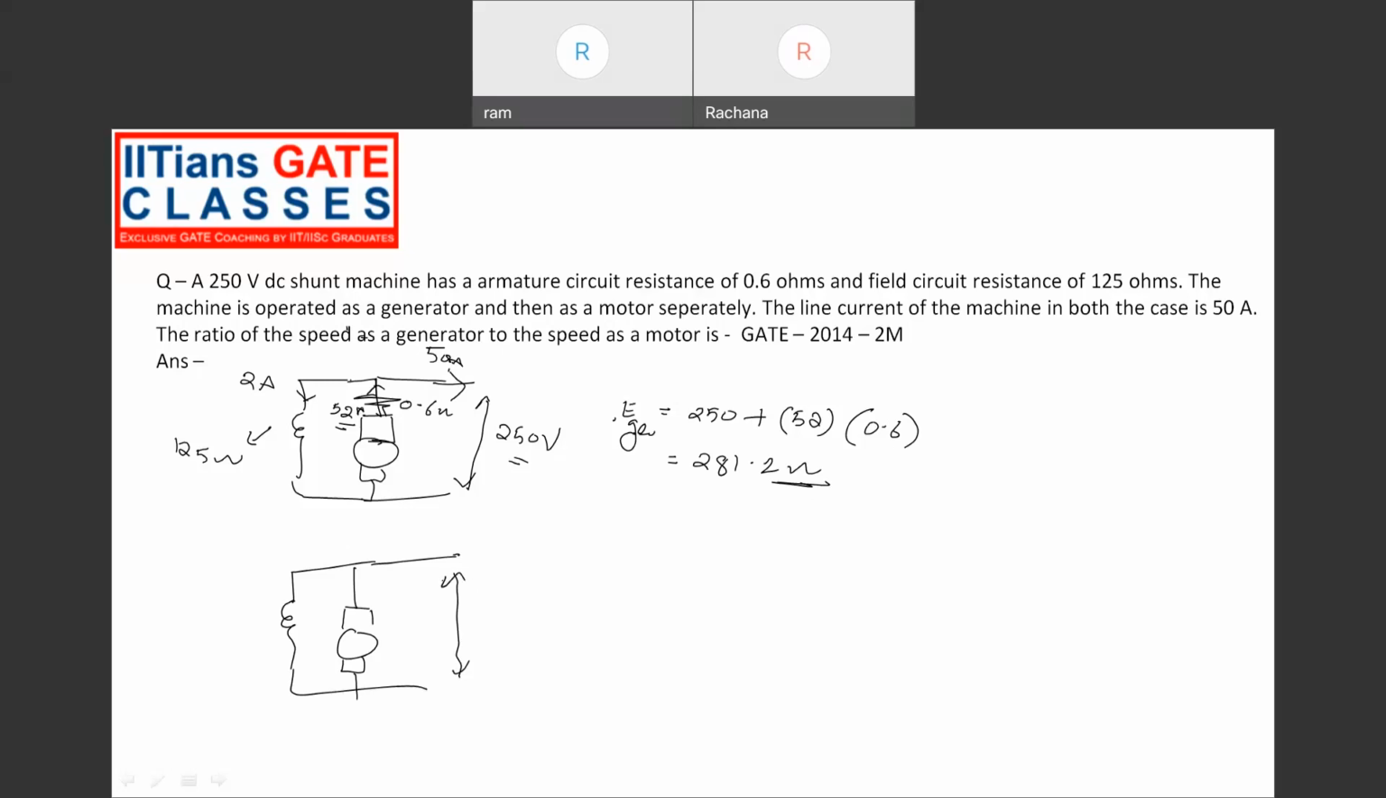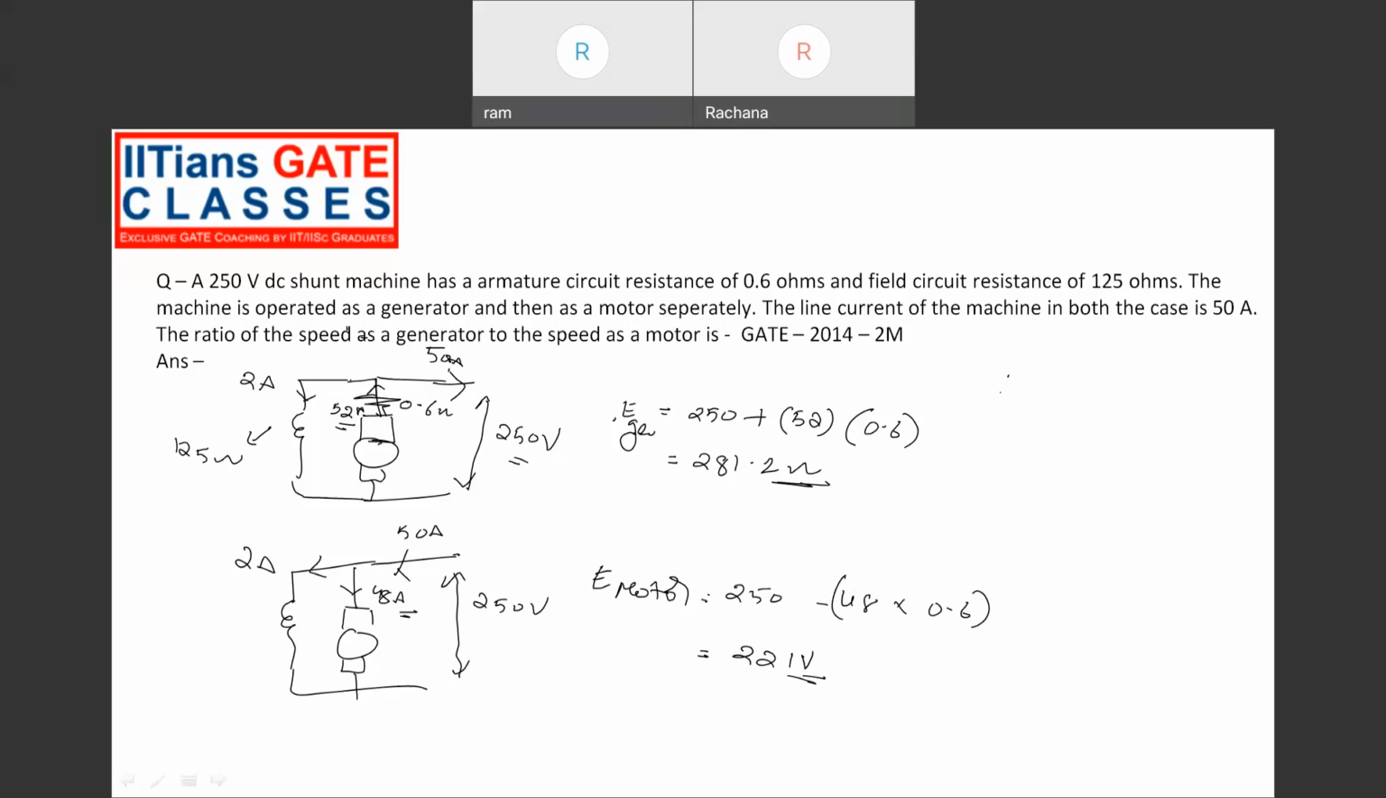Now the current goes in. So 50 amps is going in. The terminal voltage is 250 volts. So the field is taking 2 amps. So 50 minus 2, 48 amps is taken by the armature. Now E motor can be written as terminal voltage 250 minus current 48 amps into armature resistance 0.6. That is 221.